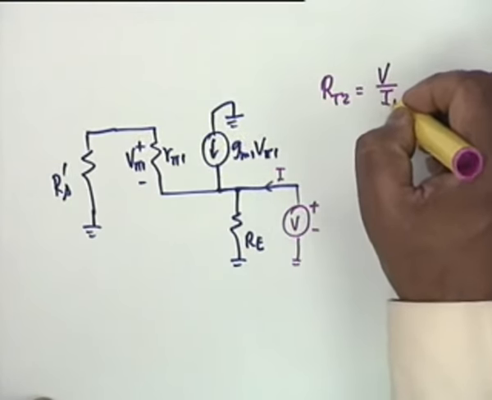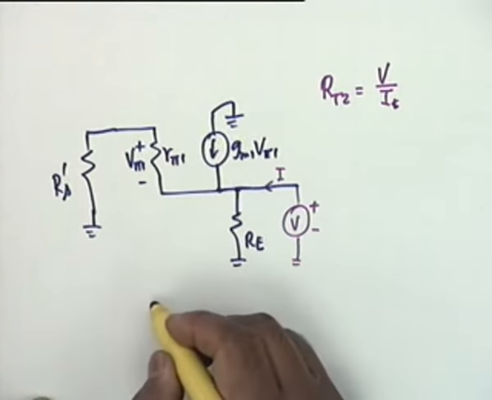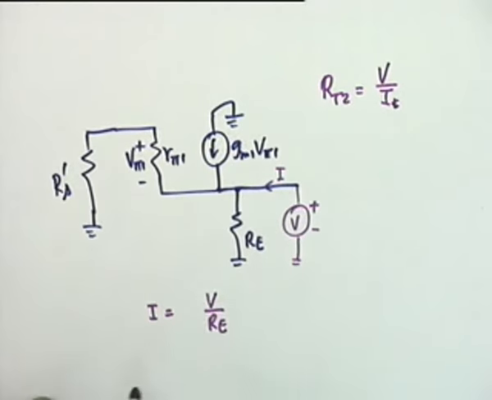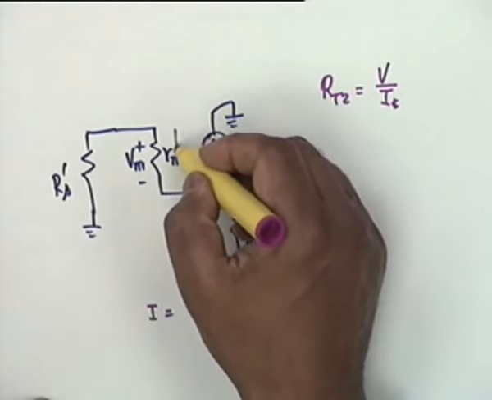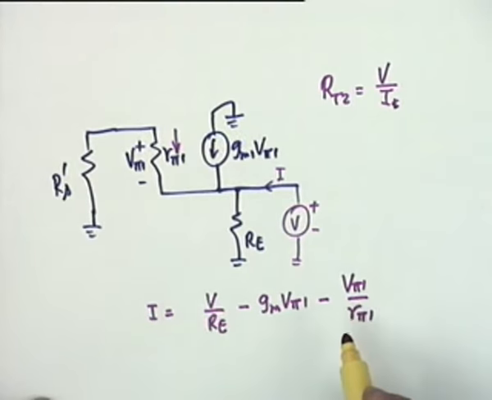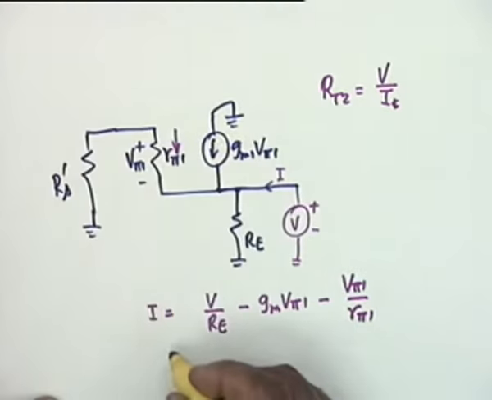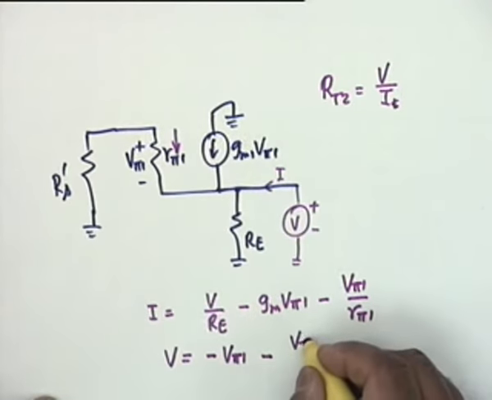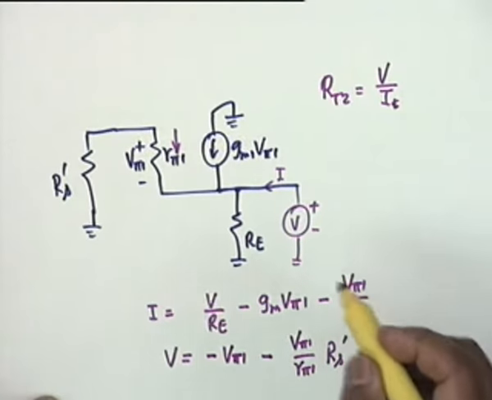RT2 shall be equal to V by I. Now, I obviously is equal to V by RE, the current that goes here, minus GM1 V pi 1, then another current comes like this, so minus V pi 1 by R pi 1. That's it. And finally you have to find out V pi 1, because this is the unknown, and if you write KVL, this V should be equal to drop in this plus drop in this. So V is equal to minus V pi 1, then minus the current through this, which is V pi 1 by R pi 1, multiplied by RS prime. So you can find out V pi 1 from here, substitute here to get the equivalent resistance.